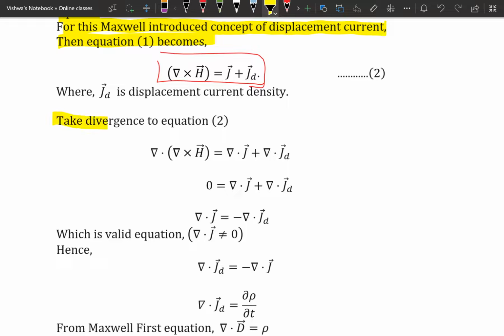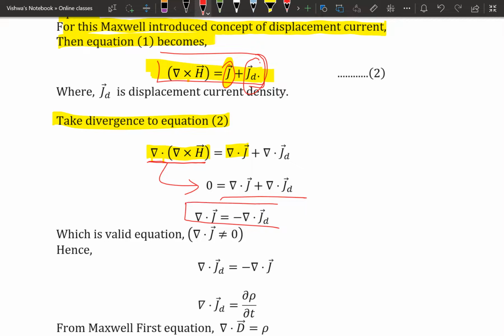Now again take the divergence of this equation, call it equation number 2. Apply the divergence, then again it becomes del dot del cross H equal to del dot J plus del dot Jd. Again del dot del cross H, the divergence of a curl, is 0. So what is left is del dot J plus del dot Jd. Bring one to the left-hand side, then del dot J equal to minus del dot Jd. So here the divergence of current density is not equal to 0, which indicates this equation is valid.